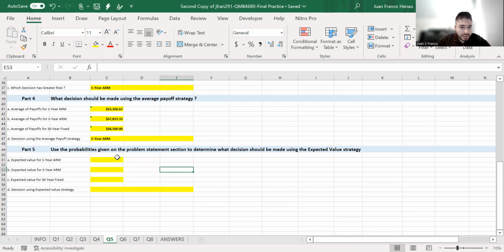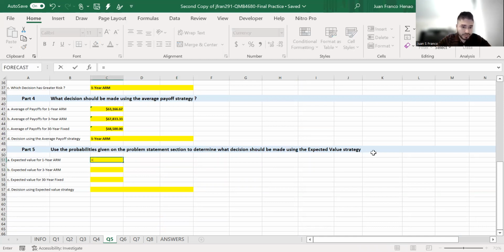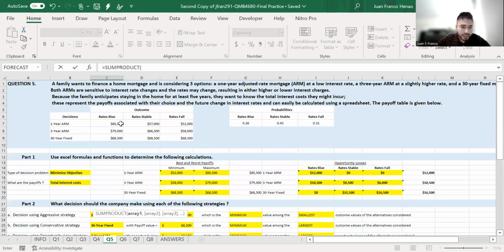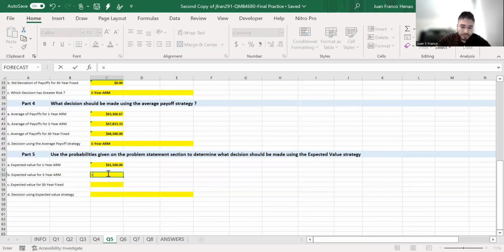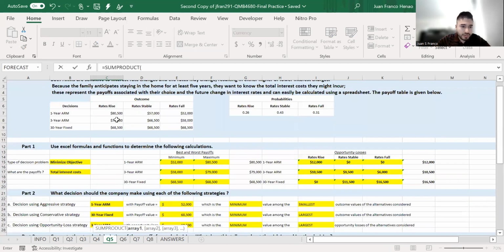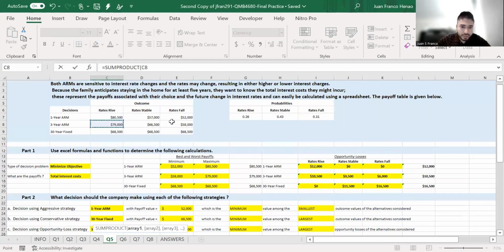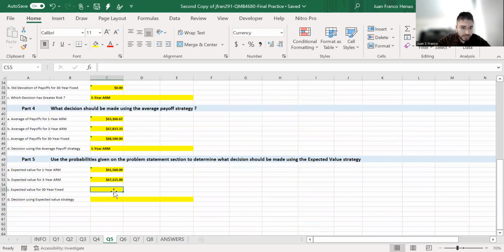Okay. Lastly, we want the expected value strategy. For this, we use the SUMPRODUCT function because we want to multiply these values times the probabilities. Okay, perfect. We got it right for this. Same thing again, SUMPRODUCT for the 3-year, comma, the probabilities, close. Lastly, for the 30-year.